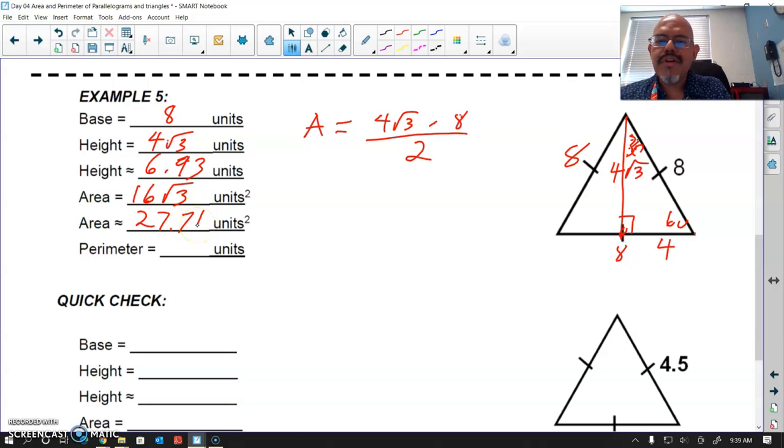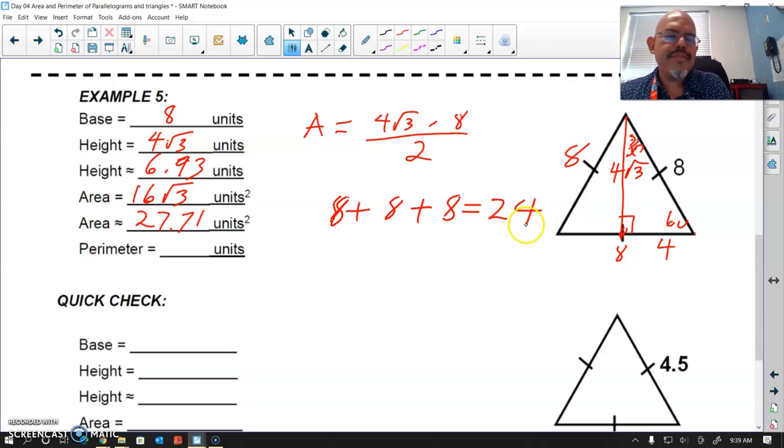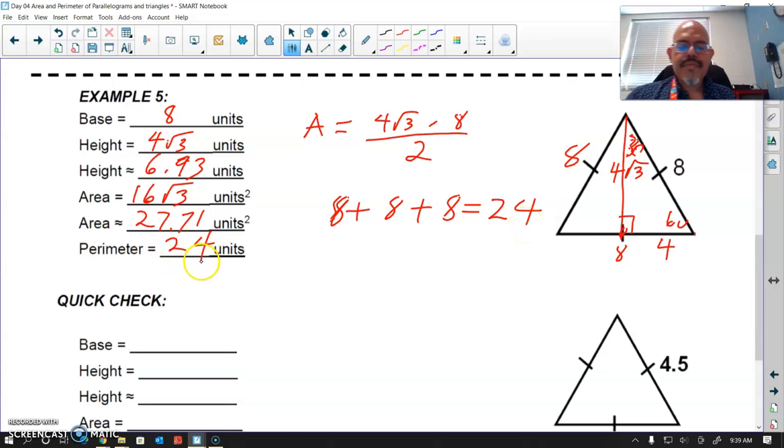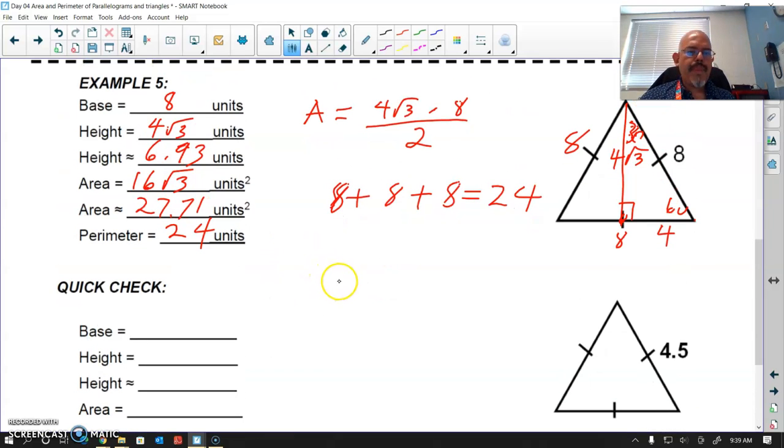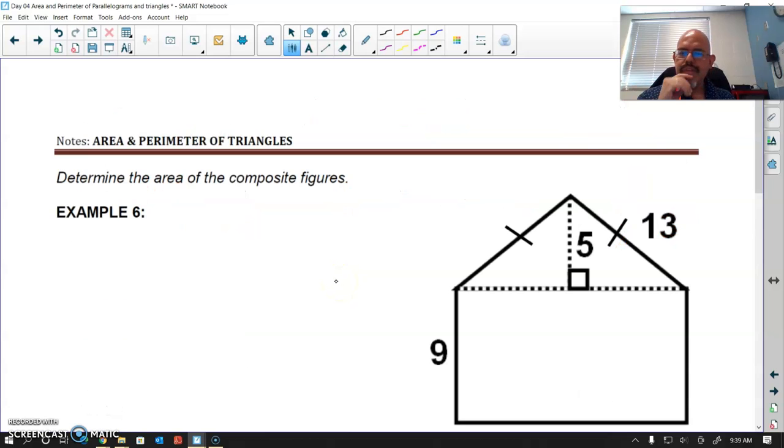And the perimeter, well, that's just going to be 8 plus 8 plus 8. So that's equal to 24 if you multiply by 3. So 24. Pretty easy, if you remember your special right triangles.